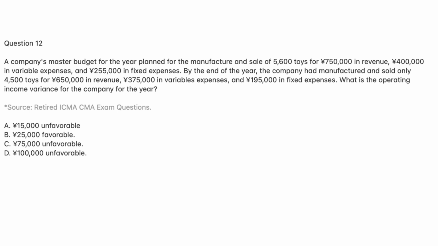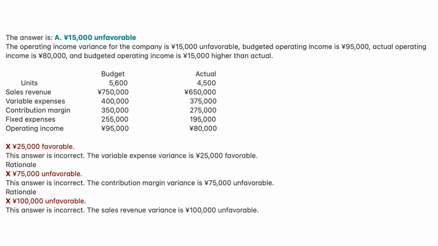A. 15,000 yen unfavorable. B. 25,000 yen favorable. C. 75,000 yen unfavorable. D. 100,000 yen unfavorable. The answer is A. 15,000 yen unfavorable. The operating income variance for the company is 15,000 yen unfavorable. Budgeted operating income is 95,000 yen, actual operating income is 80,000 yen, and budgeted operating income is 15,000 yen higher than actual.